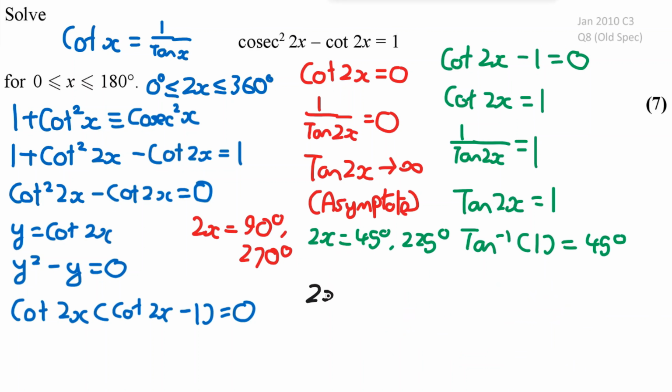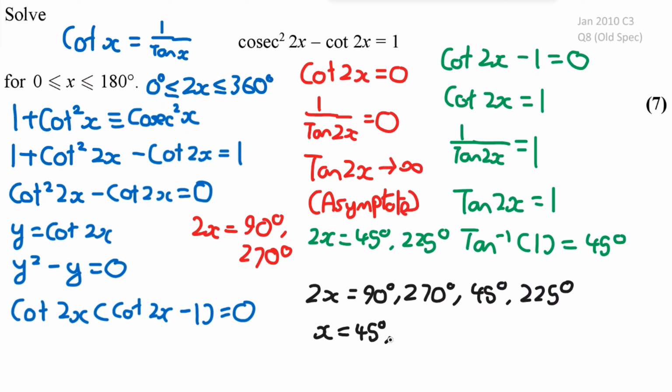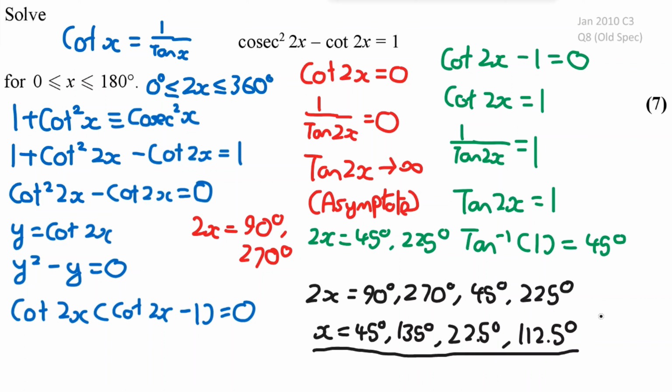So therefore 2x is equal to 90 degrees, 270 degrees, 45 degrees, and 225 degrees. But this is 2x, we need x, so therefore we divide everything by 2, so x is equal to 45 degrees, 135 degrees, 22.5 degrees, and 112.5 degrees. And these are the final answers: 45 degrees, 135 degrees, 22.5 degrees, and 112.5 degrees.